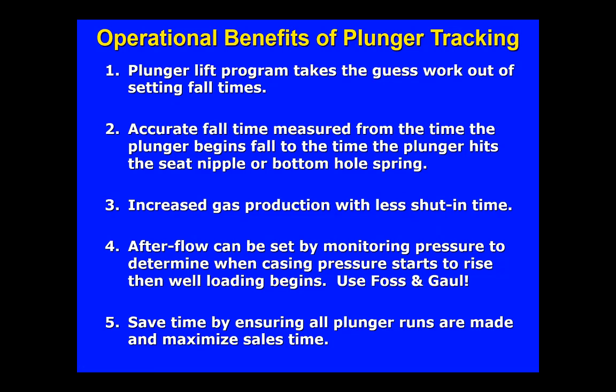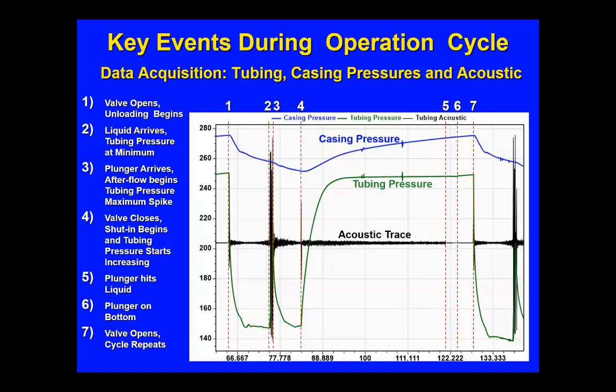You can check if your afterflow can be adjusted or optimized. And in general, it saves time for the users. All plungers are run to maximize sales time. So you can use the information to adjust your cycle, how much time you have opening and closing that valve, and see how much you can improve production by adjusting the cycle.